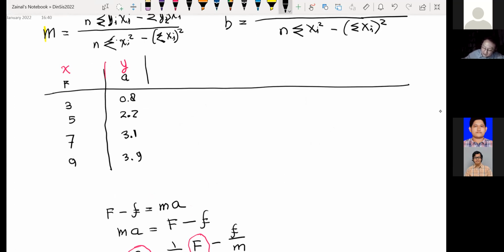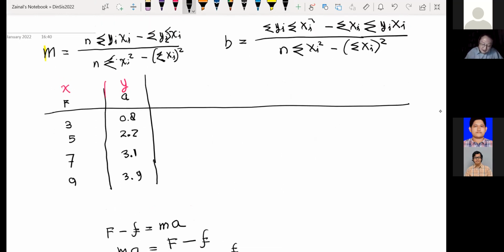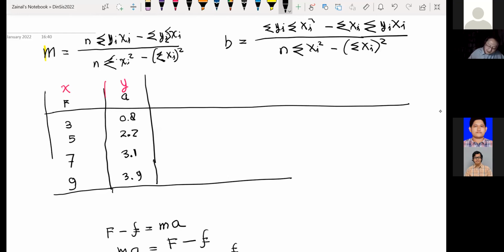Right? Now, to calculate M, you have to know N, right? N is simple. This one is number of data. N is number of data. So it's very simple. So this one is I, right? This one is 1, 2, 3, 4. So N is equal to 4. Okay. And then what else?